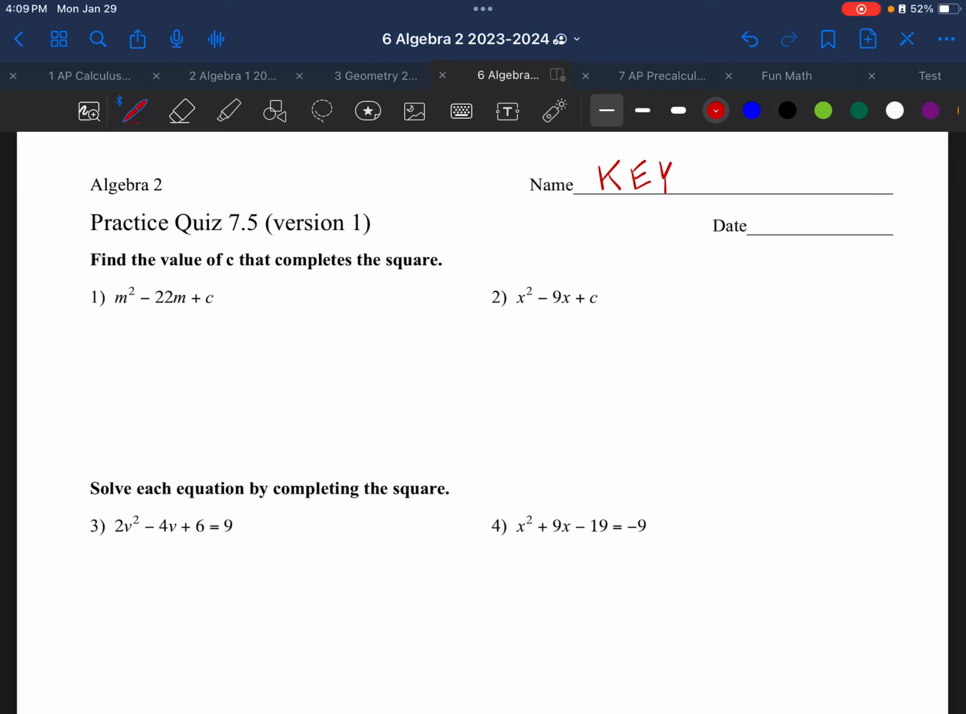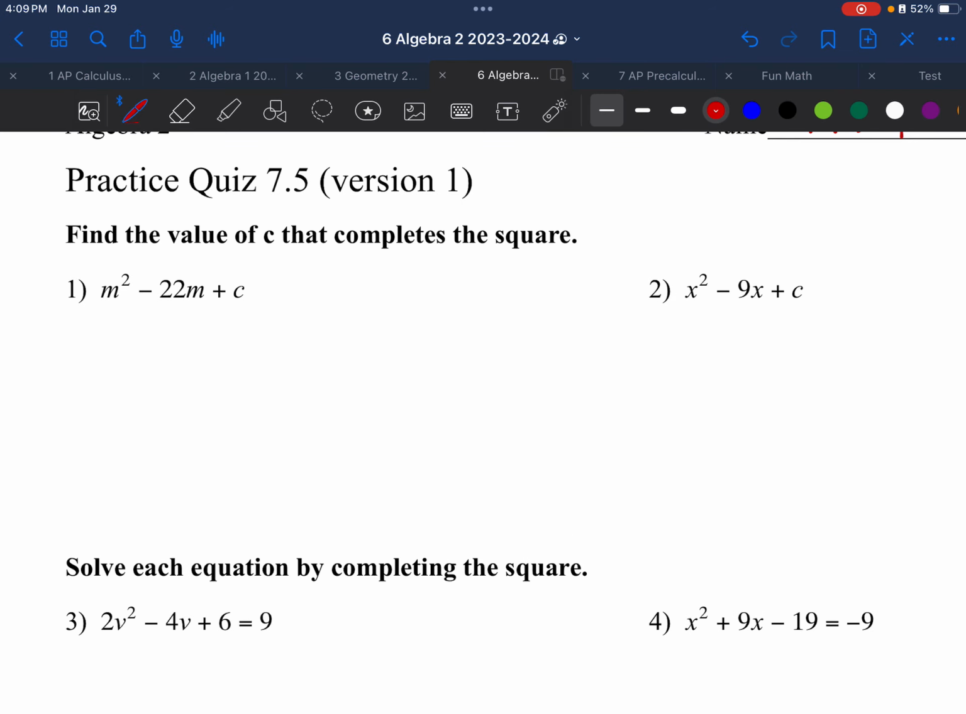This is Algebra 2 Practice Quiz 7.5. In this first problem, we're just finding the value that completes the square.